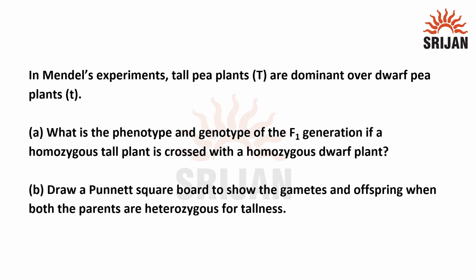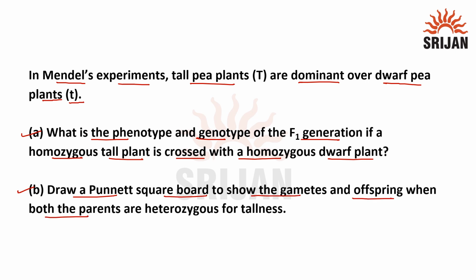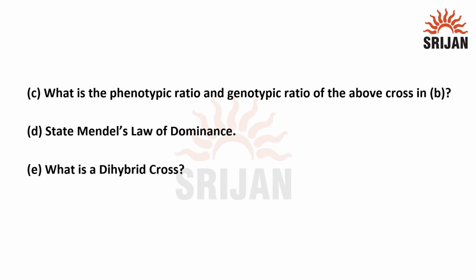The question is, in Mendel's experiments, tall pea plants (capital T) are dominant over dwarf pea plants (small t). A. What is the phenotype and genotype of F1 generation if a homozygous tall plant is crossed with a homozygous dwarf plant? B. Draw a Punnett square board to show the gametes and offsprings when both the parents are heterozygous for tallness. C. What is the phenotypic ratio and genotypic ratio of the above cross in B?